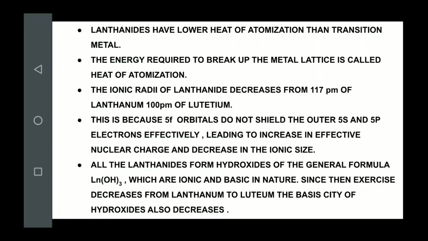Now, why is this happening? This is because the 4f orbitals do not shield the outer 5s and 5p electrons effectively. Look, we have the last electrons entering into the 4f subshell. So this 4f subshell has the 5 and 6 principal quantum number shells above it.